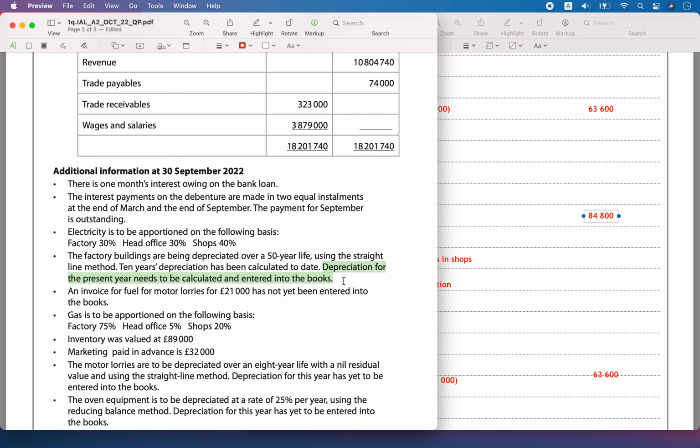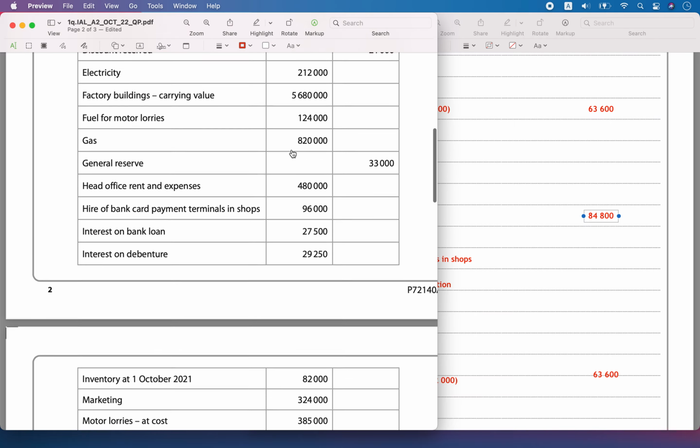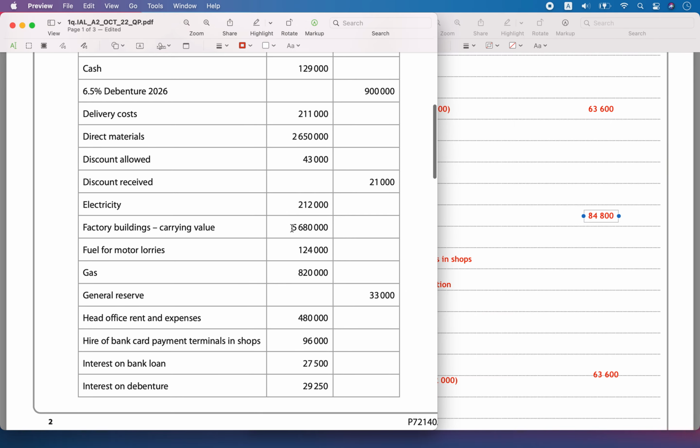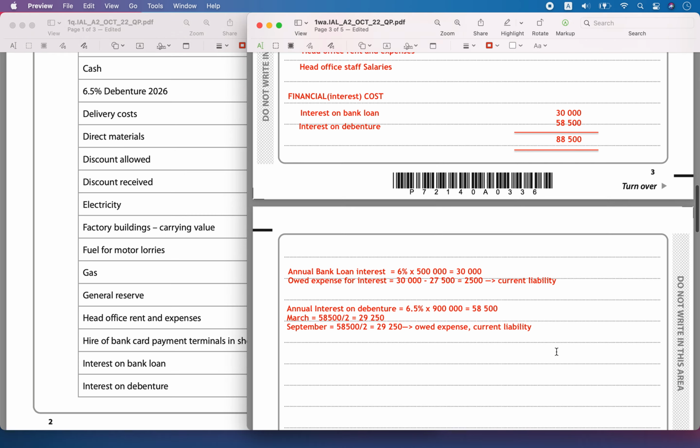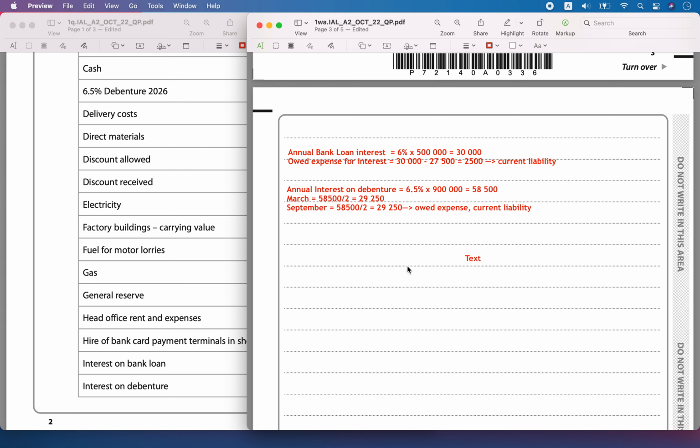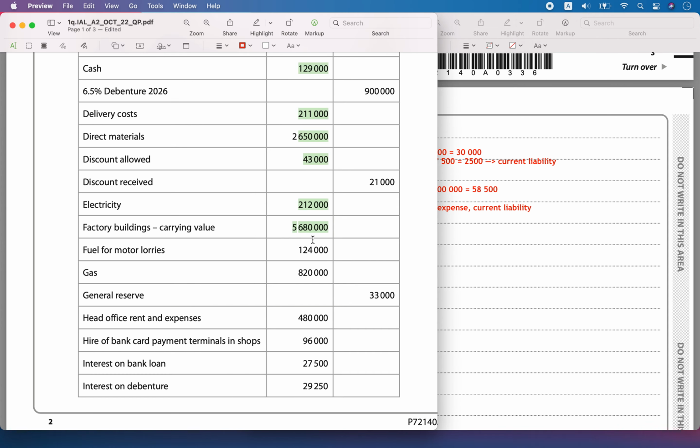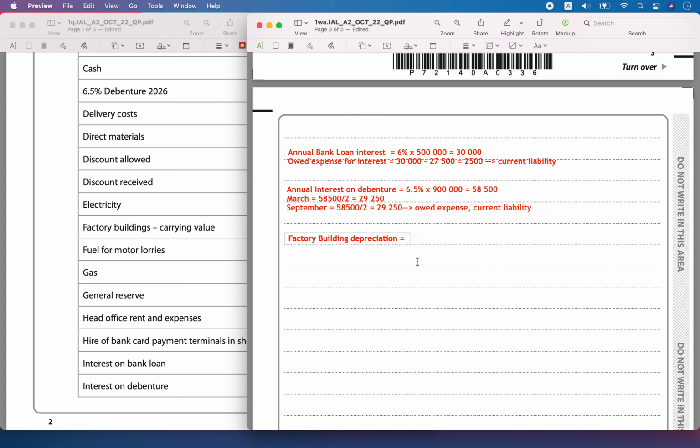Now the depreciation for the present year needs to be calculated and entered into the books. So which means for the remaining 40 years you have to calculate the depreciation and you have to maintain in the books. Okay, so now he has said that this is the carrying value. So carrying value, so let's calculate here factory building depreciation.